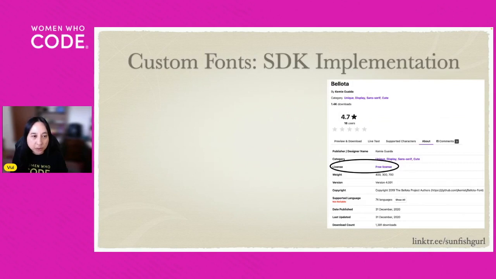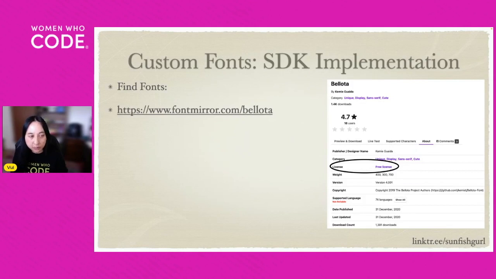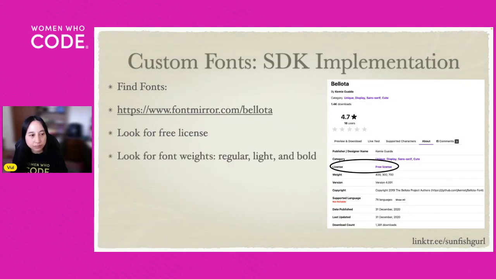So, for the actual SDK implementation, we're going to start by finding our fonts. I went to fontmirror.com and selected the Belota font. You'll want to look for a free license. For this project, I look for the font weights regular, light, and bold.